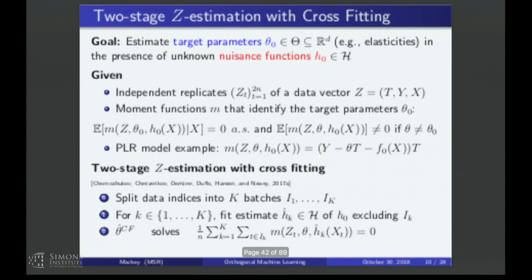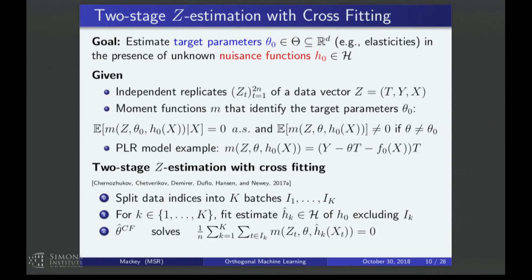Well, there's a second version of this two-stage Z estimation that Chernozhukov et al. advocate in their double machine learning paper, which is called cross-fitting. The idea is that you split your data into K batches. You fit K different estimates of your nuisance parameters, each one withholding the data from one batch. I'll call the batches I1 through IK. So I fit capital K different estimates, h hat k. And then when I choose my final parameter, I plug in the nuisance function estimate that did not use the fold that my data point is coming from. So for every data point, zt, xt, I'm only using an estimate that was based on other data.